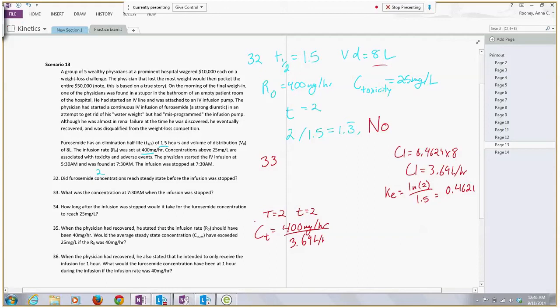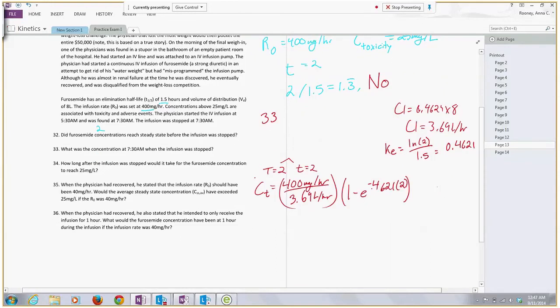3.69 liters an hour. Okay, and then 1 minus e to the negative ke, which is 0.4621 per hour. And then he had it hooked up to him for 2 hours. And we have the same issue where big T and little t are equal. So that becomes e to 0, which becomes 1. So that disappears, not relevant. And so this is equal to 65.38 milligrams per liter. Is that above the toxic dose? Yeah, that's above the toxic dose. This guy is definitely poisoned.